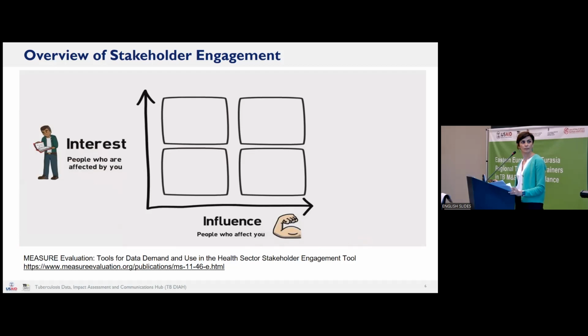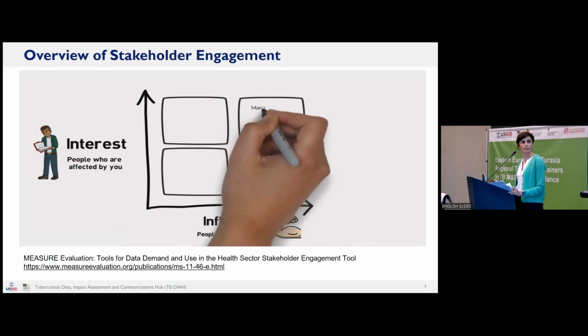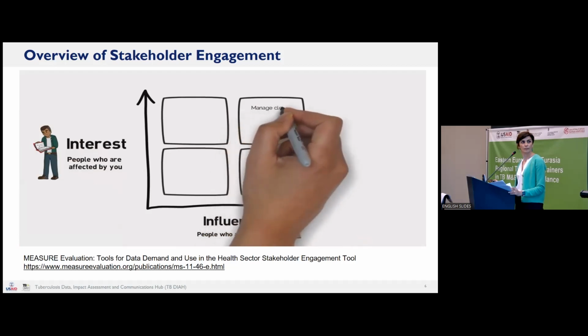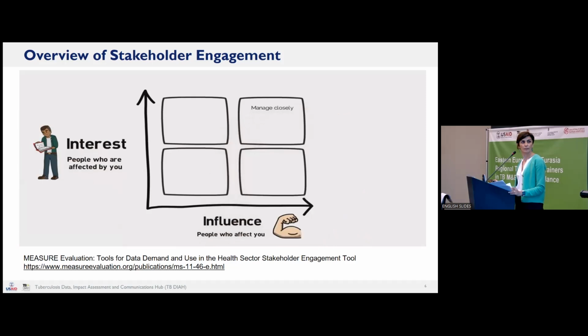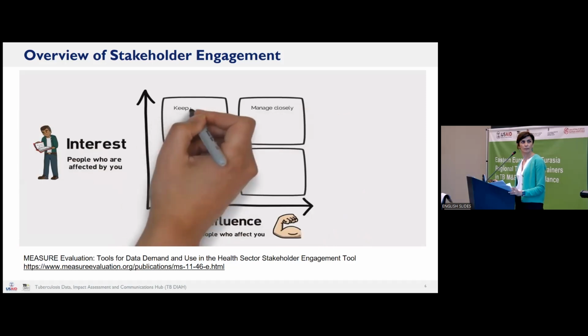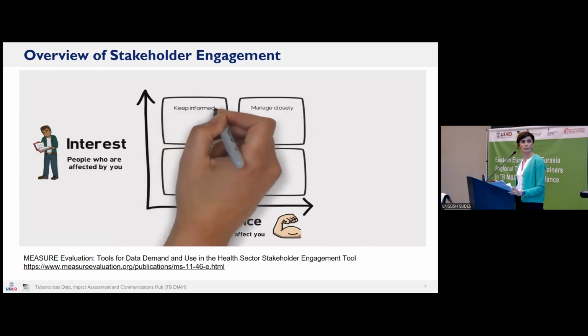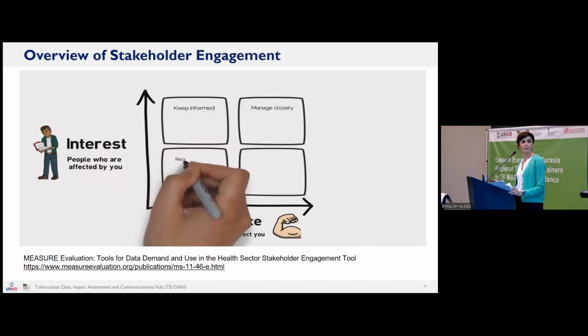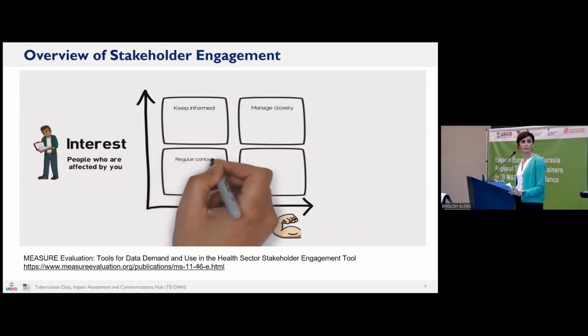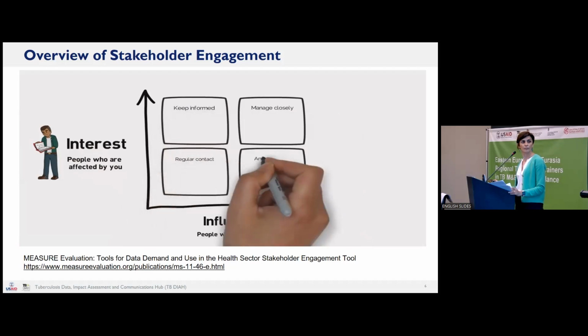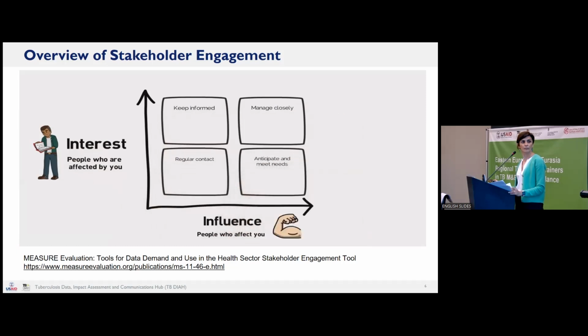If they have a high level of influence and also a high level of interest, we want to manage them closely. If they have a high level of interest, we want to keep them informed. With a lower level of interest and a lower level of influence, we just need some regular contact. If they have a high level of influence but a low level of interest, then we need to anticipate and meet their needs. This video is specifically about stakeholder mapping in relation to growing your brand.